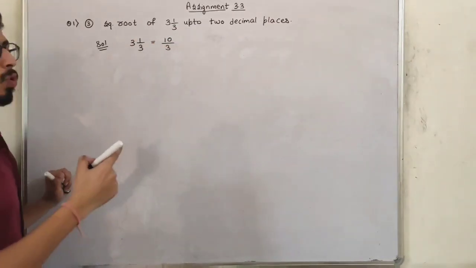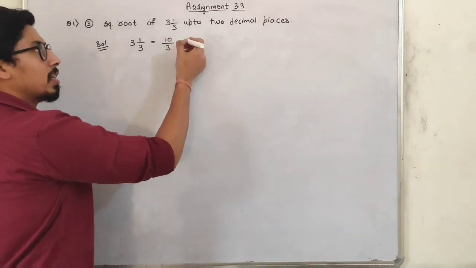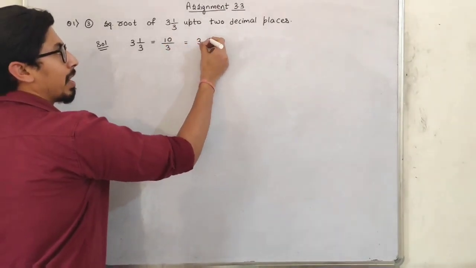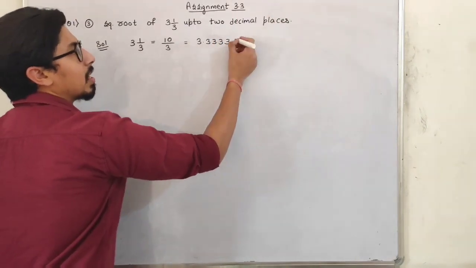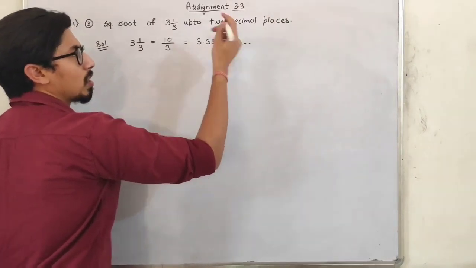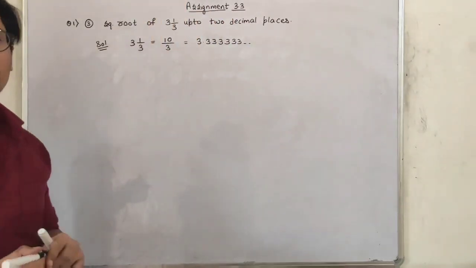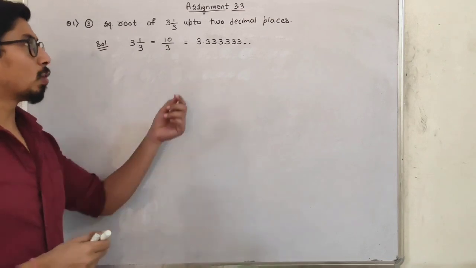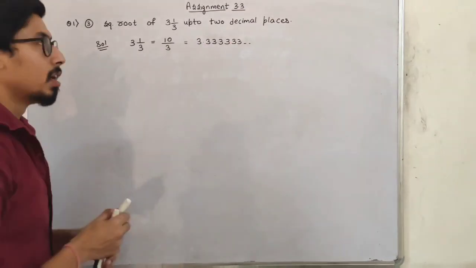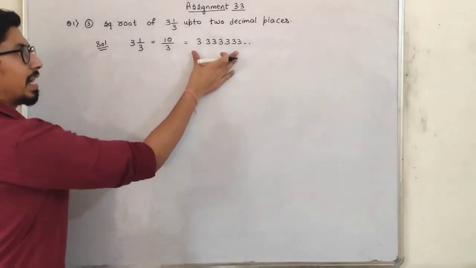Okay, students. So if I divide this 10 by 3, it will be 3.3333 and 33. Okay, students. And so on. It will continue the same way. Okay, students. So now we will try to find out the square root of this number. Okay. So by long division method, just like this.